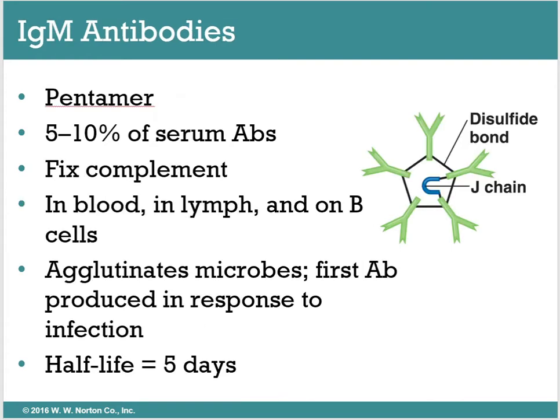And then with that, we have IgMs. So IgMs, they are the biggest of them all. They are a pentamer, so they have 5 Y structures. They're held together by that disulfide bond that we saw between the heavy and the light chains. They are found in the blood, lymph nodes, and they are also found on B cells.